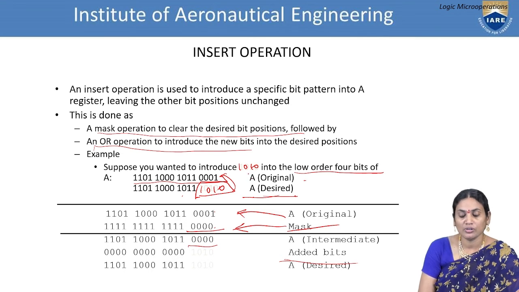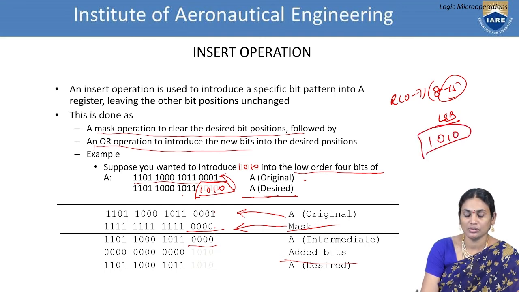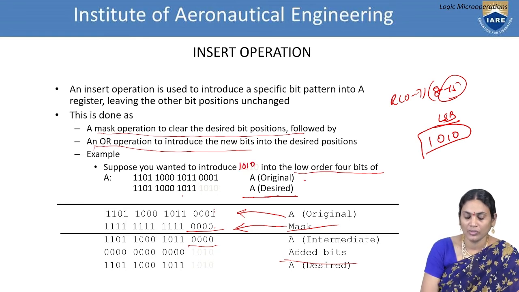What is the thing we are doing? If I have a register with bits 0 to 7 and 8 to 15, in the last position, the LSB, I have to insert 4 bits, that is 1, 0, 1, 0. For this reason, here is the new number which I have to insert. This is the value which I have to insert, and this is the original value which I have taken.